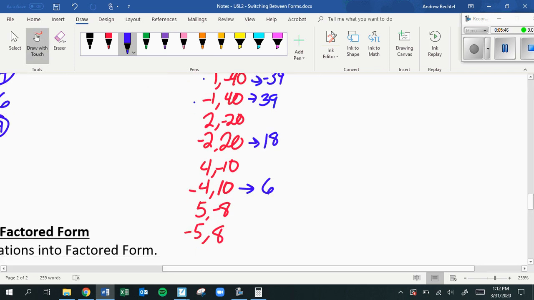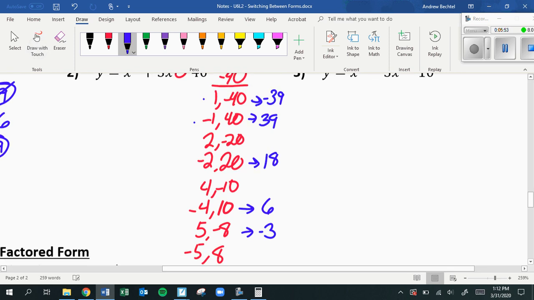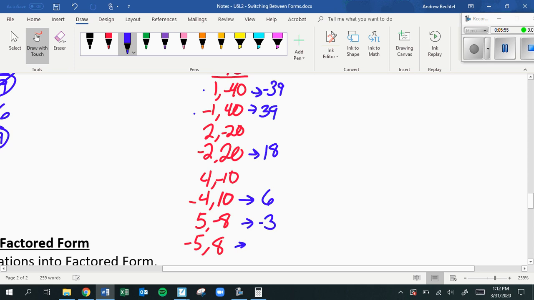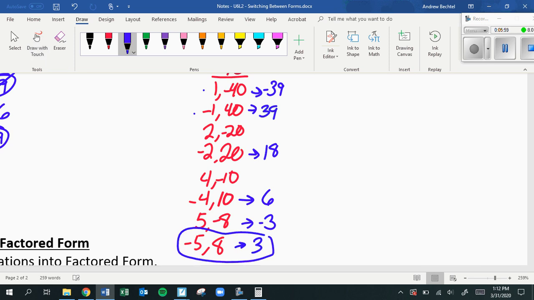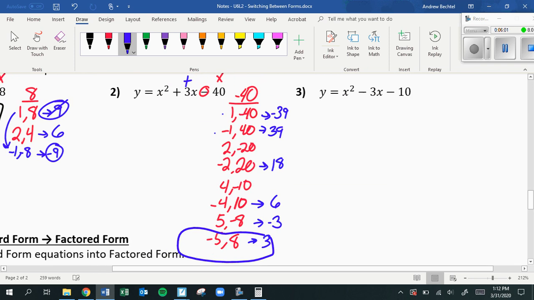We're still not getting the 3 we're looking for. It doesn't matter what the sign's there. Let's do 5 and -8. Well, this gets us a -3. Okay, so we're close. We wanted a positive 3, though. So we would switch those signs. Our factors are -5 and 8.